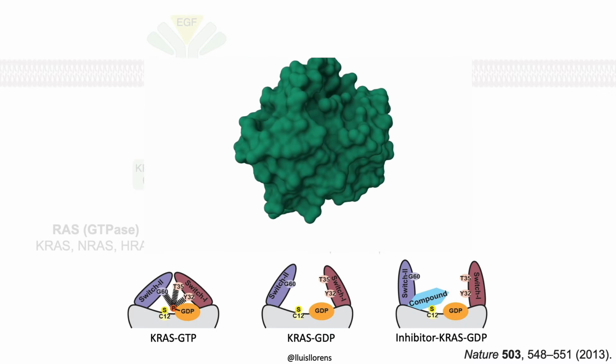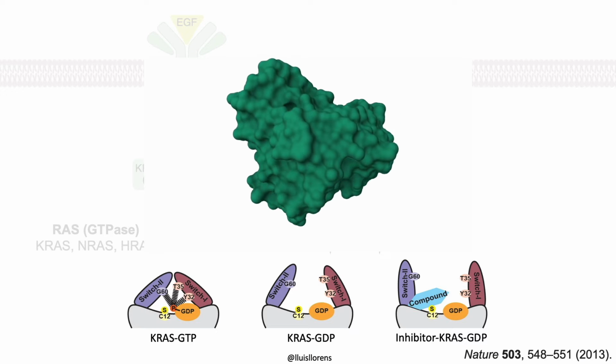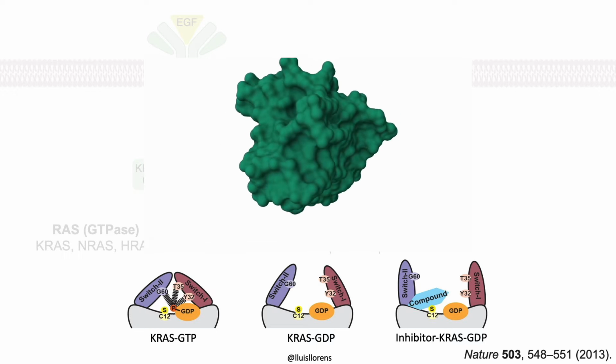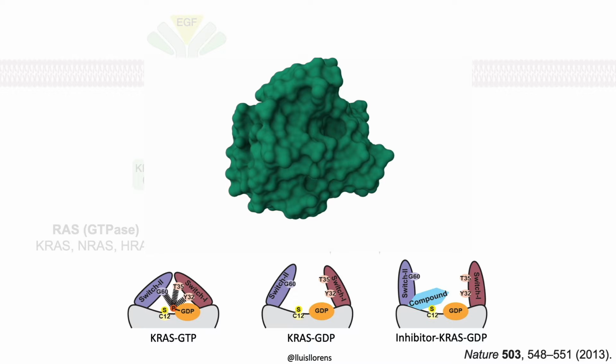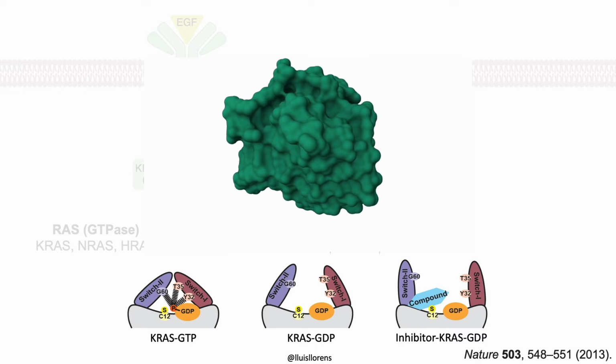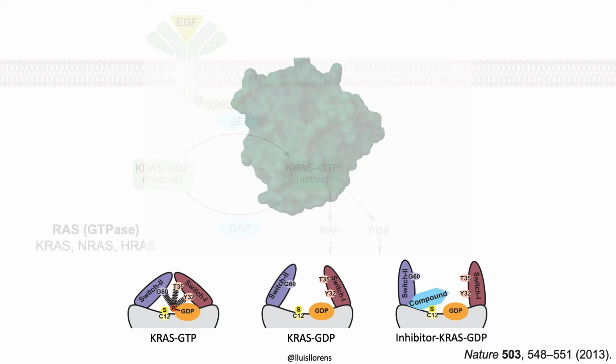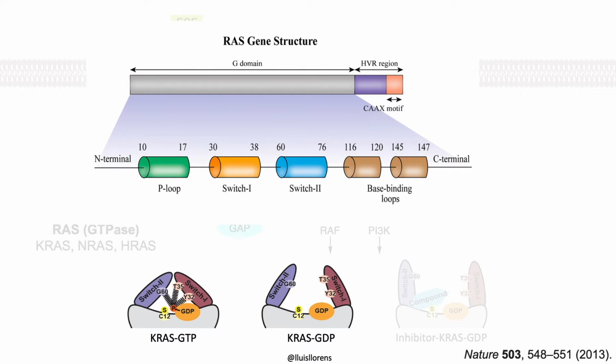RAS protein is a featureless, nearly spherical structure with no obvious binding sites, making it difficult to synthesize compounds that can effectively target and inhibit its activity. A structural biology analysis has identified two switches, switch 1 and switch 2, on the surface of the KRAS protein that change their status based on the binding status of KRAS. The switch 2 region provides an entry point for allosteric regulation.